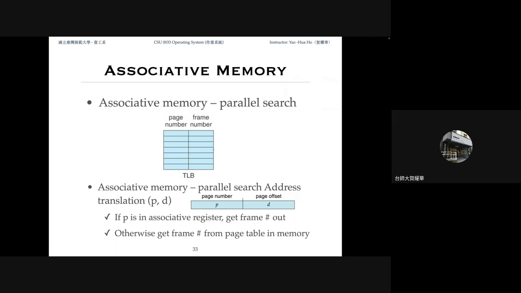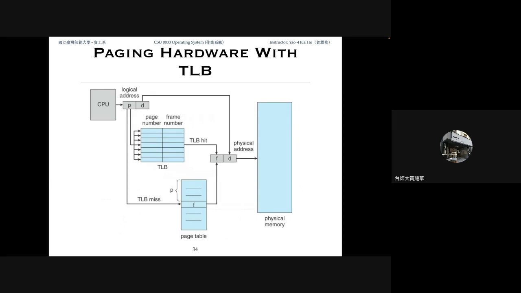It is the same as searching the paging table, but that part of the paging table is searched in the cache area. If the page number P is in the associative register, then you get the frame number right out. Otherwise, you need to get it from the page table in memory. So that's how it is. Before that, forget about the cache for a moment. You have the logical address, page and offset. You look up the paging table to get the frame number, and combine it with what?